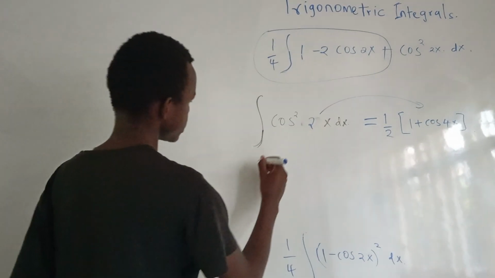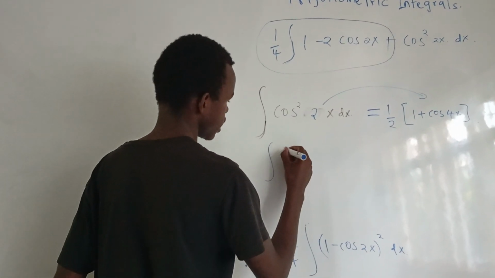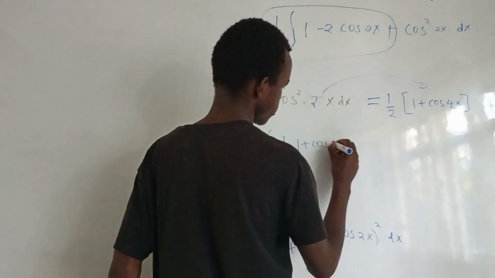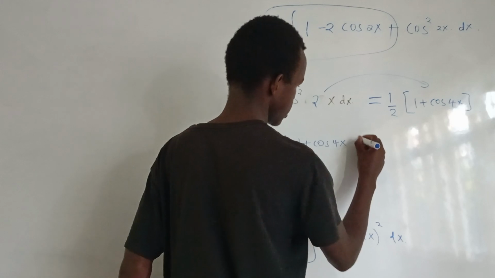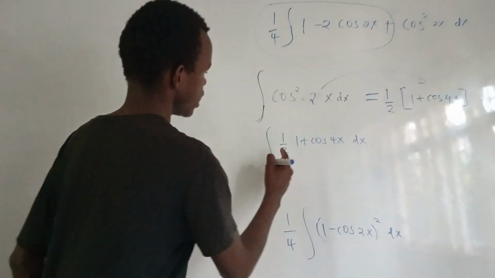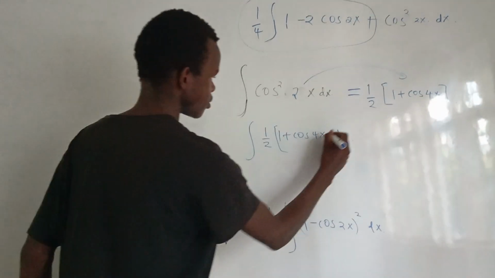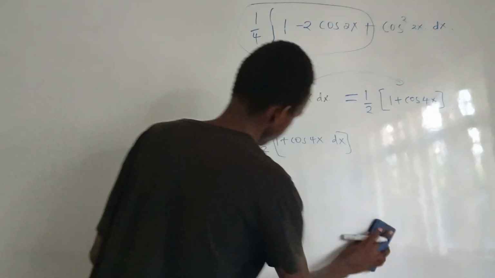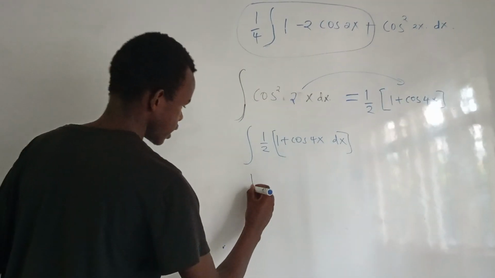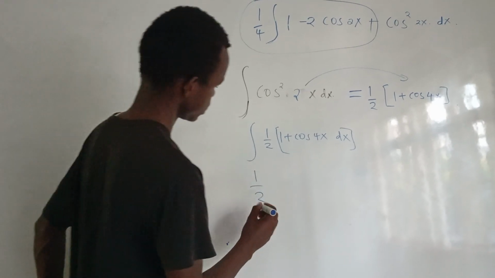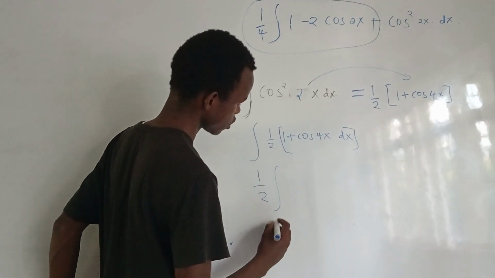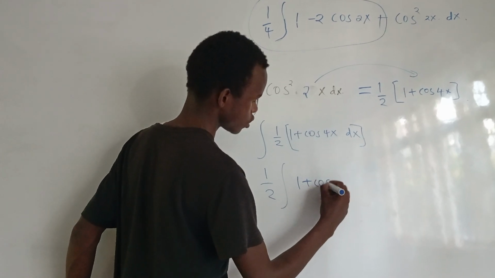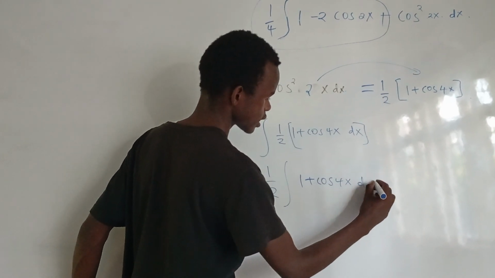So I'll be integrating a half, 1 plus cos 4x, dx, right? So this is the bracket. I'll take my half outside. So taking my half outside, I'll get a half. So it's long, but it's easy. Integral of 1 plus cos of 4x dx.